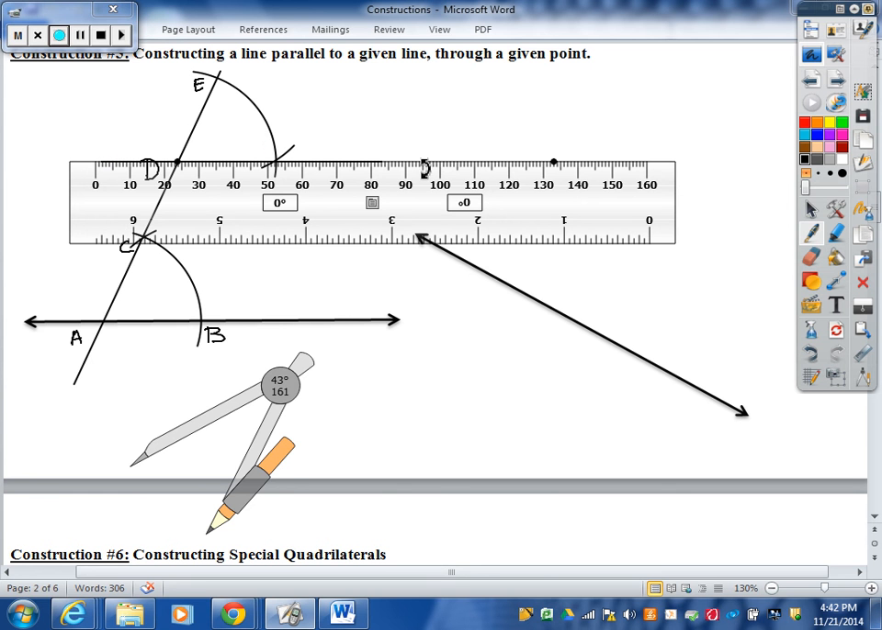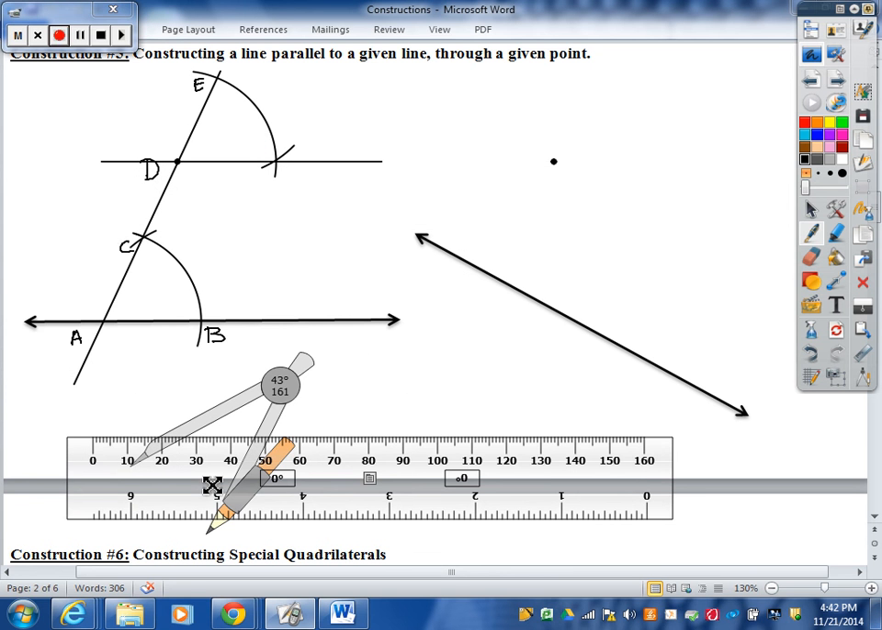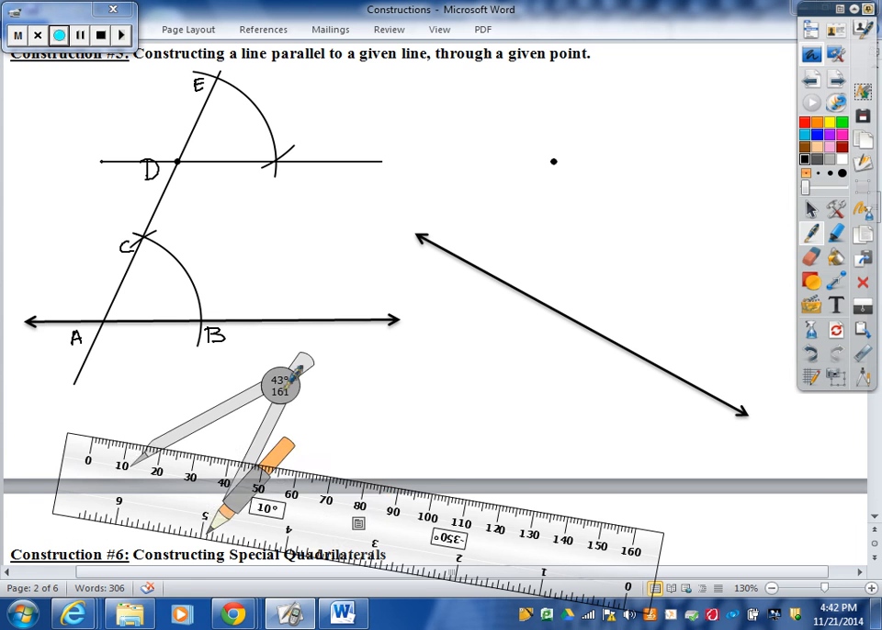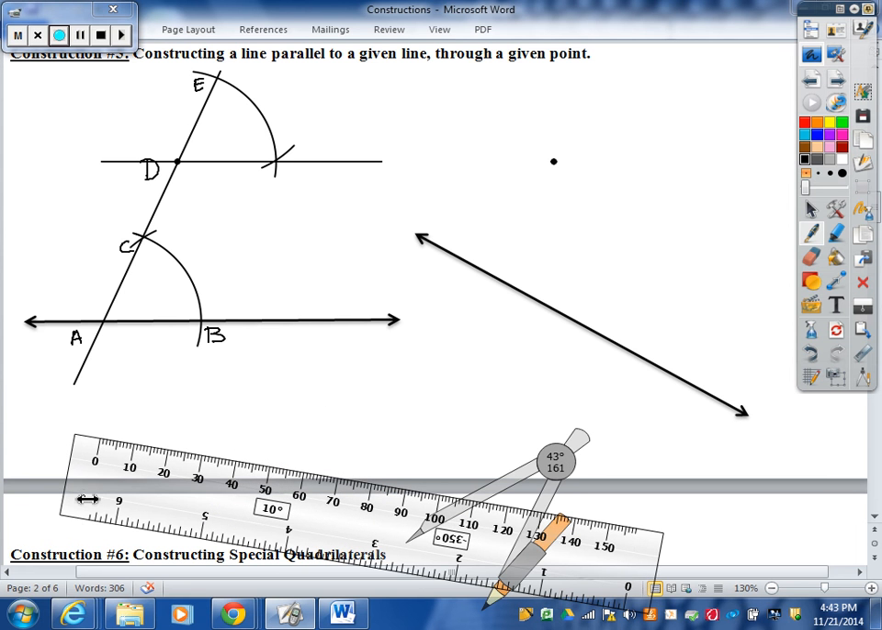And hopefully, what do you think? Look pretty parallel? Looks pretty parallel to me. What did we do? Why does this construction work? Well, the reason this construction works is because you notice that this angle and this angle are congruent. What type of angles are they? Well, they're corresponding angles. And so we have learned in the past that if corresponding angles are congruent, then lines are parallel.